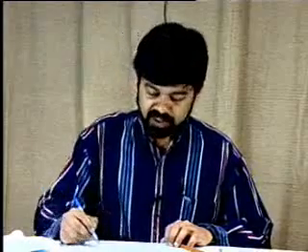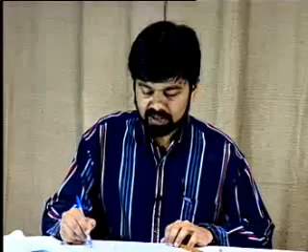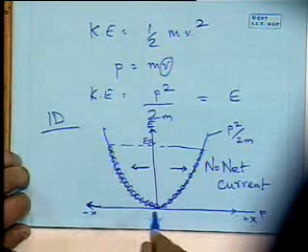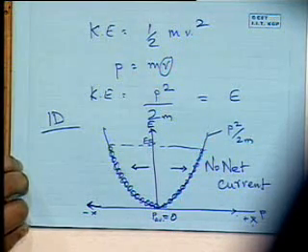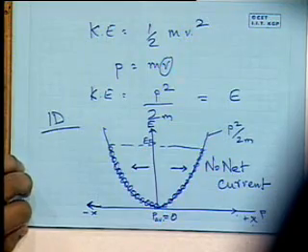But on an average, for every electron that is moving in this direction, there is one that is moving in this direction. So in this case, there is no net current. And so I have an average momentum which is 0.